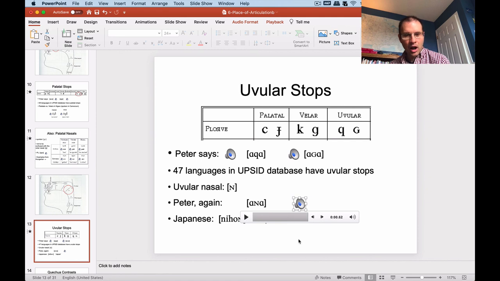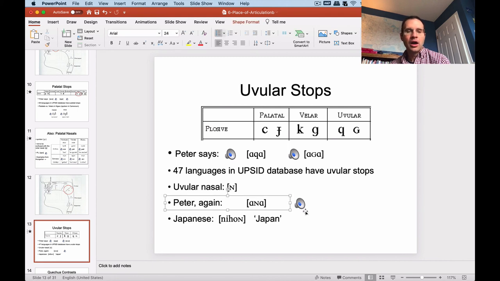Anga. Anga. Yeah, so just stick your tongue even further back than you would for an engma. Anga. And you should be able to get the uvular. Maybe I'll do it like this for the future.